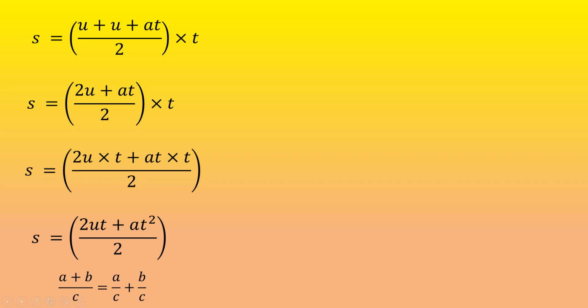So we can write this as 2ut by 2 plus at square by 2. Okay, so I'm going to write it that way. So we will get s is equal to 2ut divided by 2 plus at square divided by 2. I'm just following this. This is simple maths.